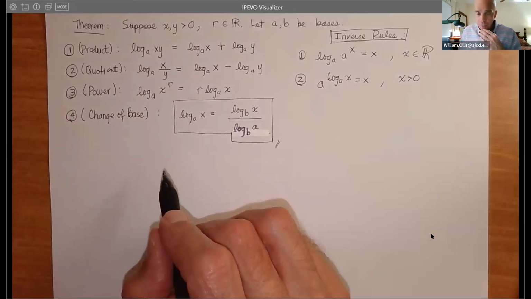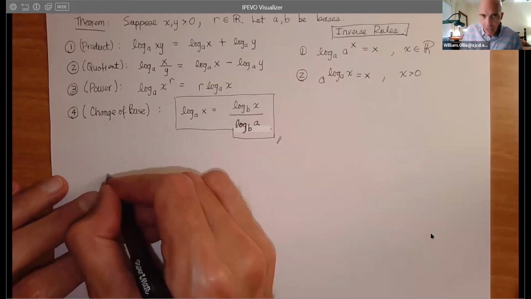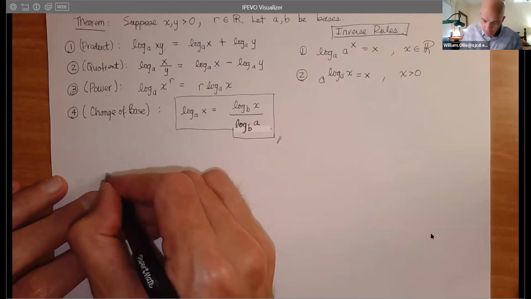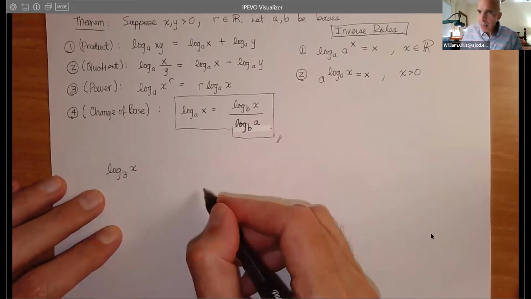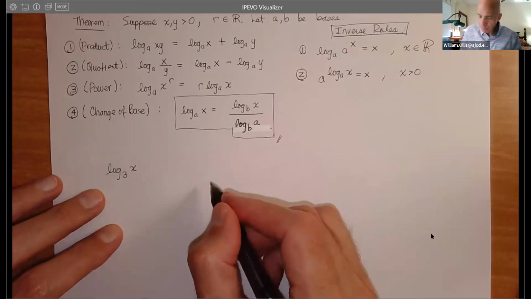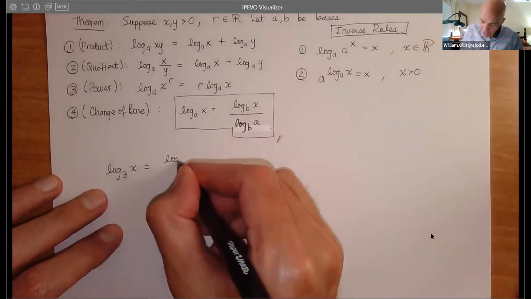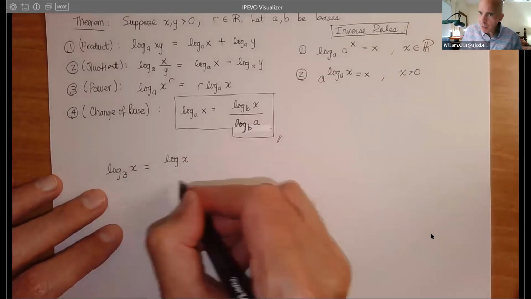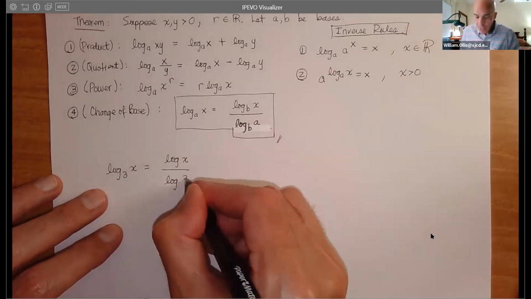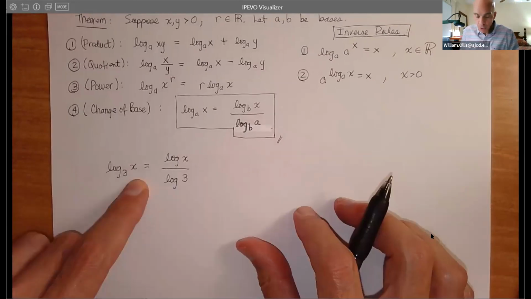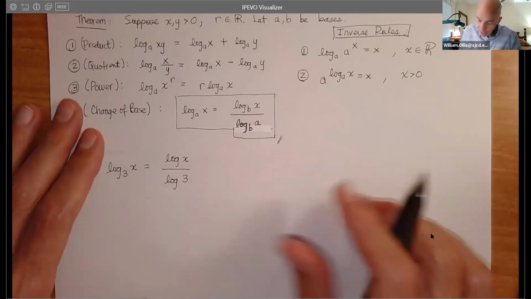So a lot of times, like I said before, say we have maybe a base 3 logarithm, and we want to change to the common base, base 10. So we just say log of x. Again, we don't need the 10 because the base 10 log has no subscript. And then we say the base 10 logarithm of 3. So that would be how we would change the base 3 logarithm to the base 10 logarithm, or the common base.